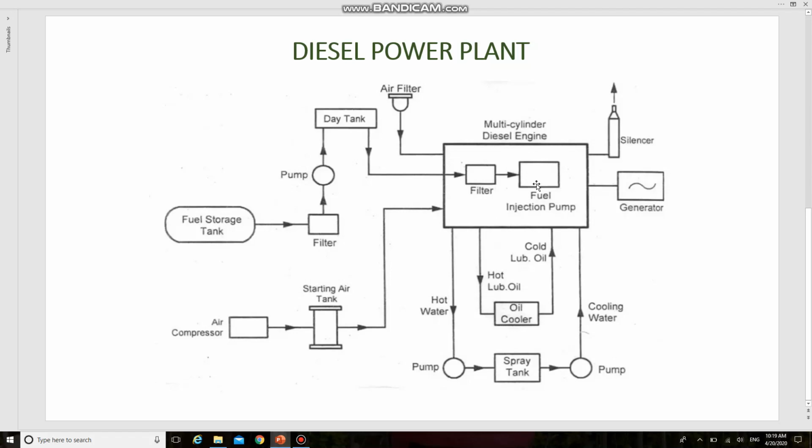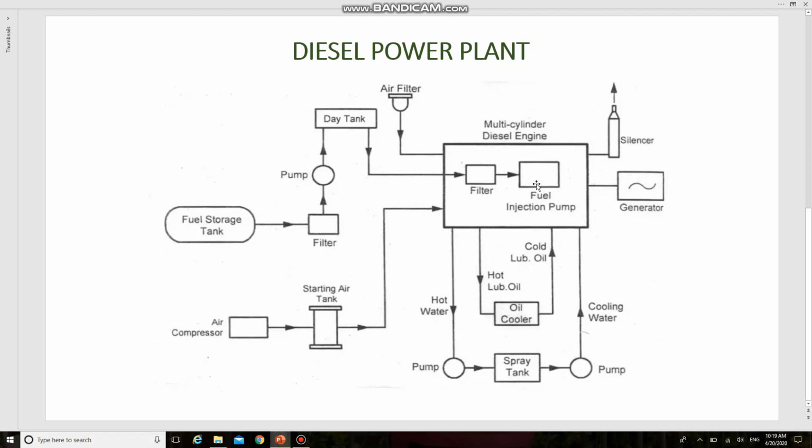Lubricating oil which gets heated due to the friction of the moving parts is cooled before recirculation. In the lubrication system, the oil is pumped from the lubricating oil tank through the oil cooler, where the oil is cooled by the cold water entering into the engine. The hot oil after cooling the moving parts returns to the lubricating oil tank.